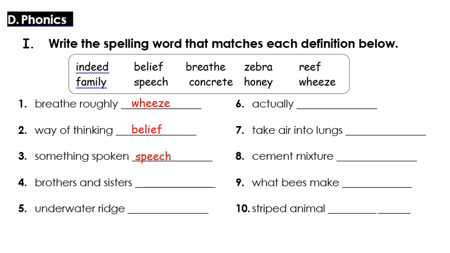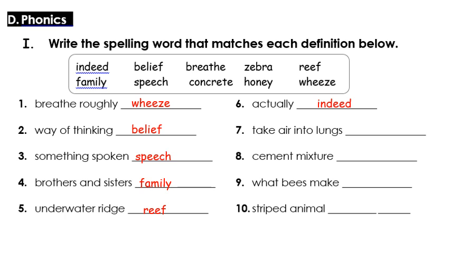4, brothers and sisters. What do we call the brothers and sisters? Family. 5, underwater ridge. Underwater ridge is the reef. 6, actually. When we say actually, we mean that we're saying something actual. We can use the word indeed.